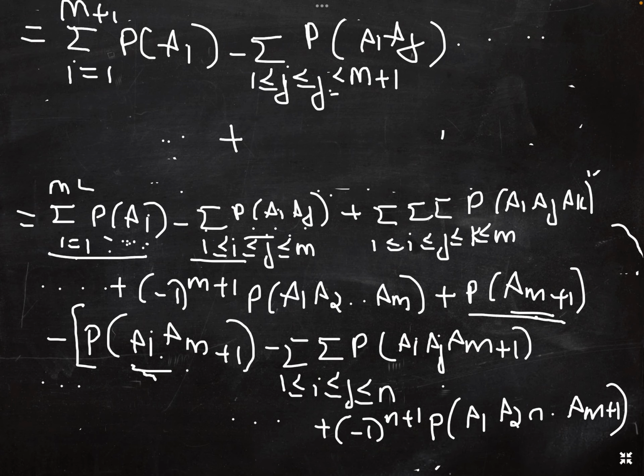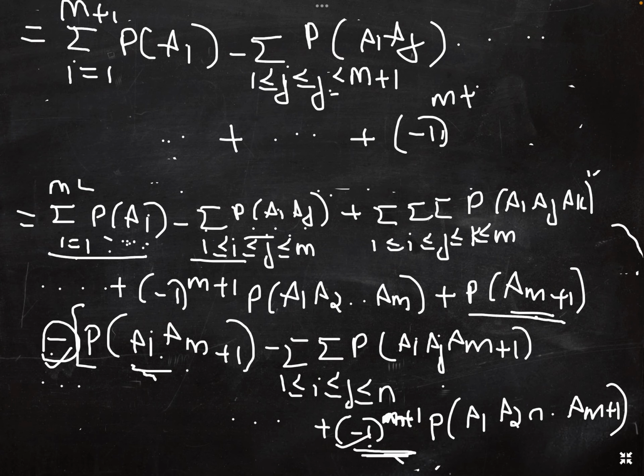Etc. plus, this term, sorry, here minus m plus 1. This minus and this minus, minus 1 raised to m plus 1, etc. plus this minus and this minus combine: minus 1 raised to m plus 2 p of a1 intersection a2 intersection etc. intersection am intersection am plus 1.